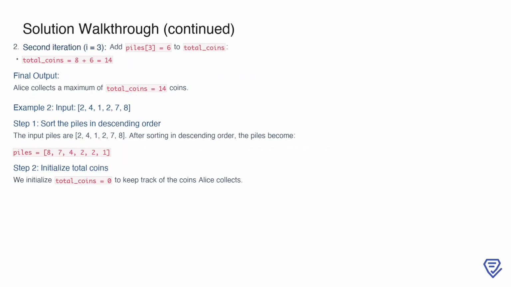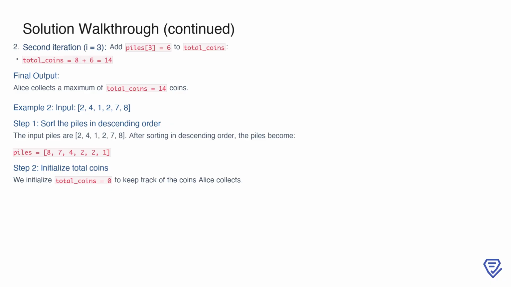In the second iteration, Alice picks from index 3 of the sorted piles. At this index, the value is 6, so we add that to total_coins. Adding 6 to the current total of 8 gives us a new total of 14. This concludes the iterations for this example, as the range only includes indices 1 and 3. Therefore, the maximum number of coins Alice can collect from this input is 14.